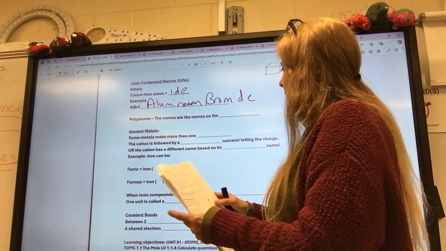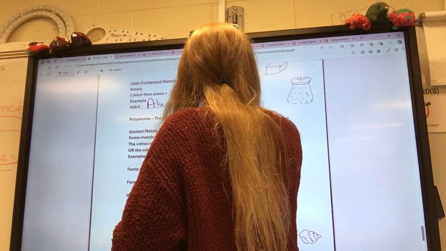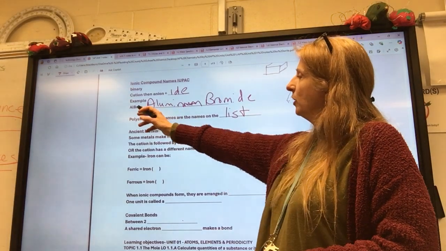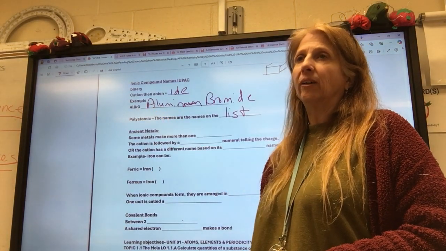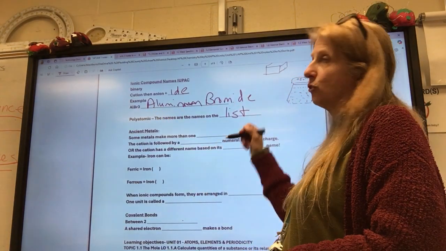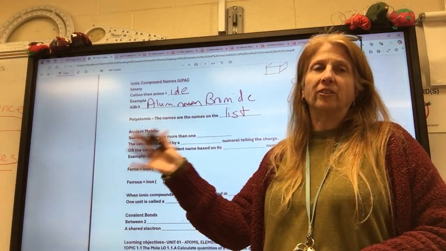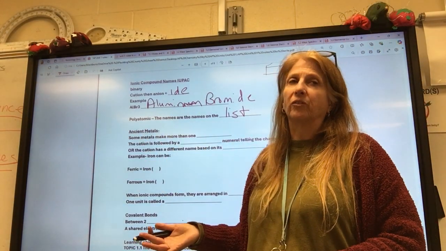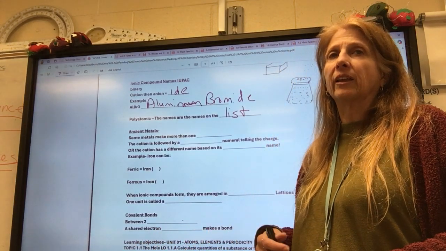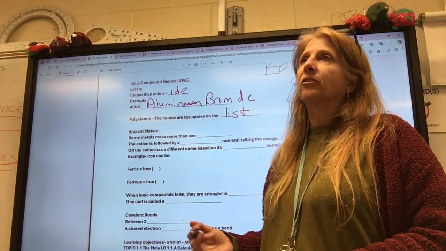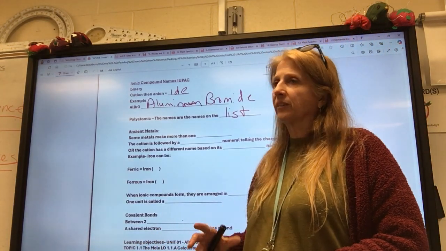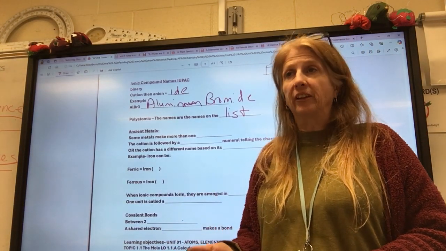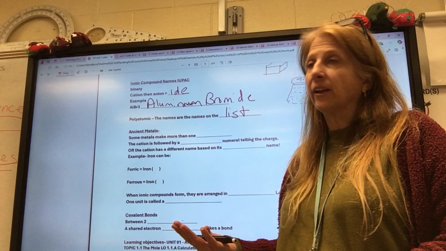Okay, so their names are on a list, and how you do polyatomic ions is you look them up on that list, and you memorize it, and you just write it down. They just have names. Sometimes they're traditional names. Sometimes they reflect the elements that are in them. Sometimes their prefixes and suffixes reflect the amount of oxygen that's in them, more oxygen or less oxygen.